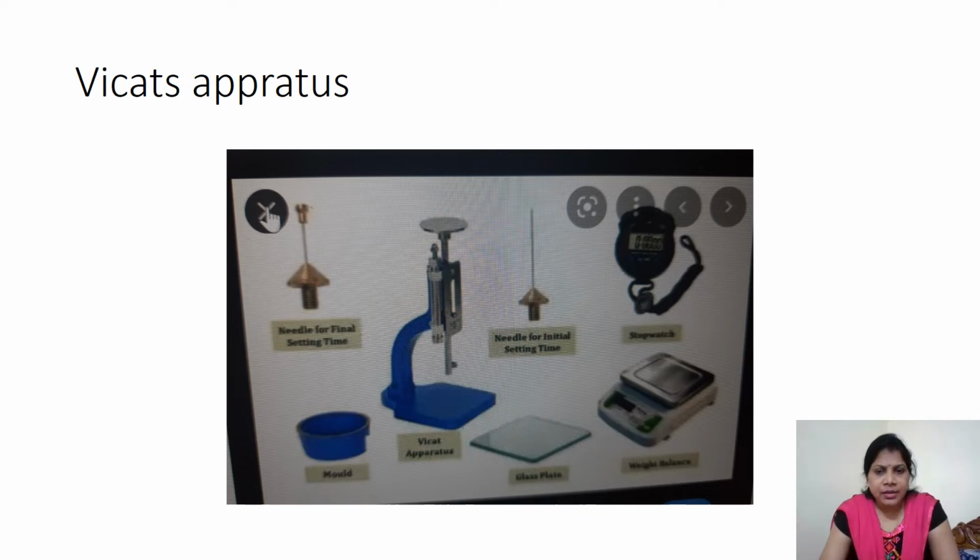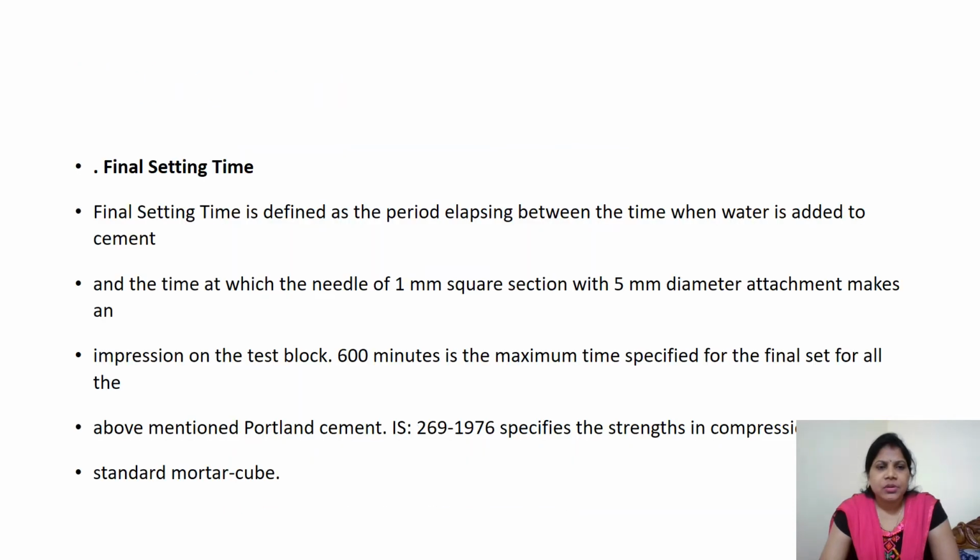One pointed needle is used for your initial setting time, and here another needle which is used for your final setting time. Mainly the needle which is pointed, that is used for initial setting time of cement. So this is the total arrangement of your Vicat apparatus. Next come to your final setting time of cement.